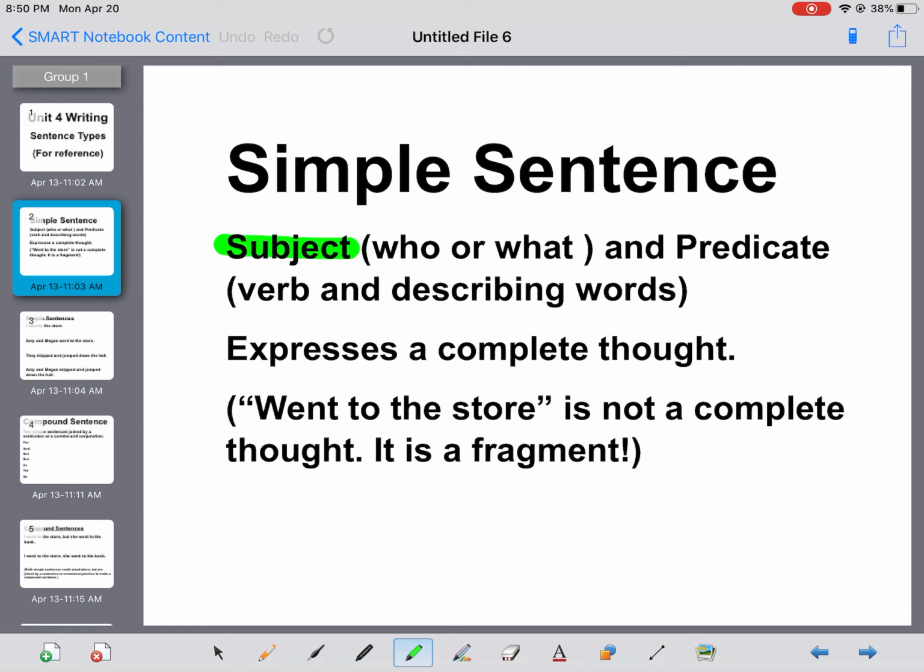And a simple sentence is made up of a subject and a predicate. So a who or a what, and then the predicate is the verb or describing words that come along with the verb. And what's important about a simple sentence is that it expresses a complete thought. So when you are writing, whoever is reading your writing shouldn't be left with any questions after reading your sentence. So for instance, "went to the store" is not a complete thought because the reader is thinking in their head, who went to the store? There is some missing information, so that is a fragment. So a simple sentence has to express a complete thought.